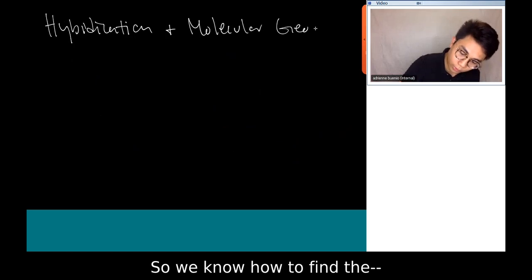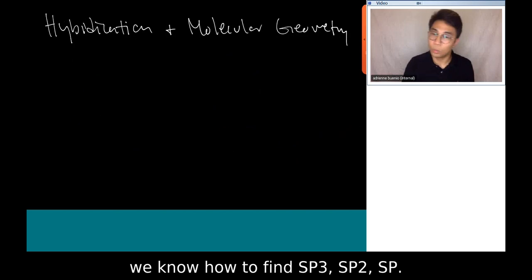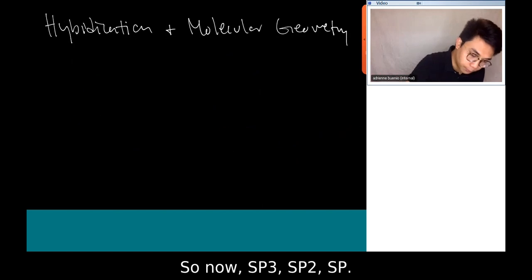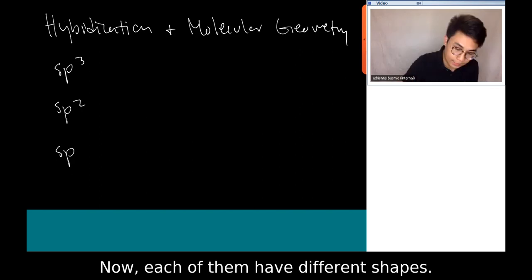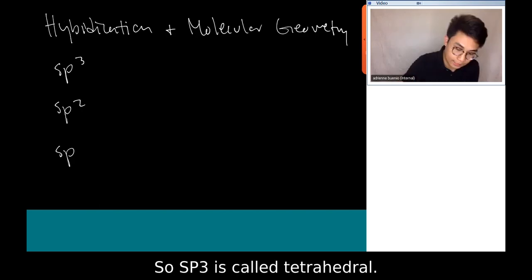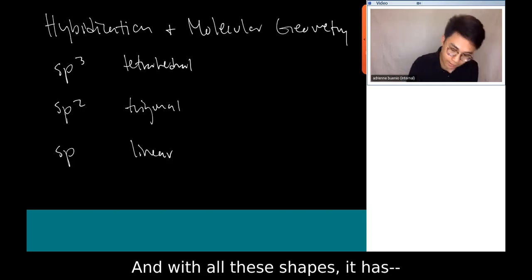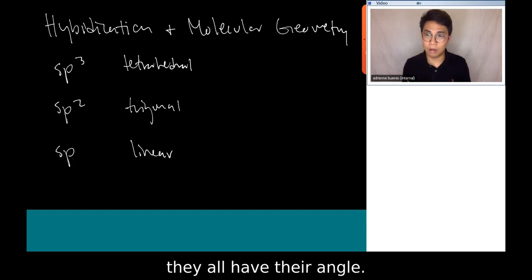Molecular geometry. So we know how to find sp3, sp2, or sp, right? Now each of them has a different shape. So sp3 is called tetrahedral, sp2 is trigonal, sp is linear. And with all these shapes, they all have their angles.